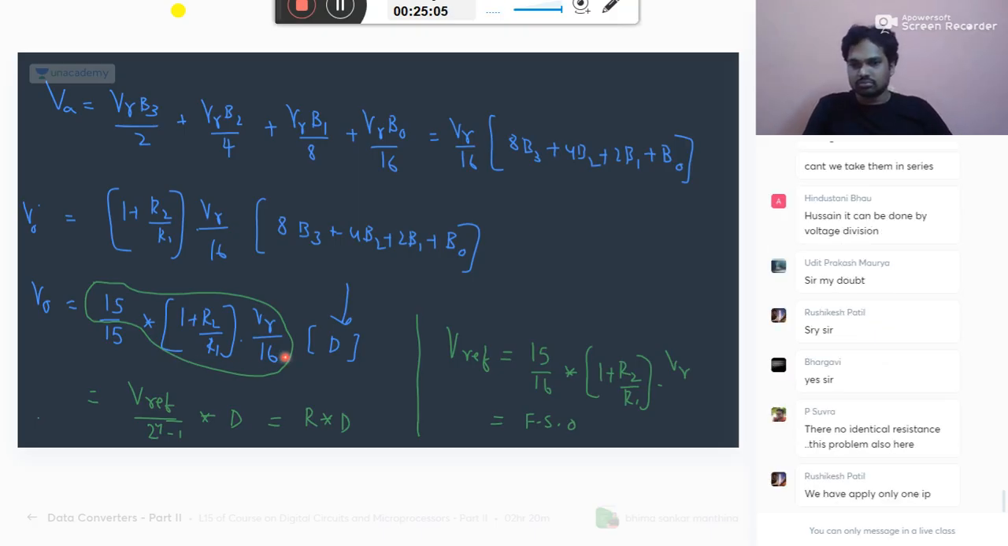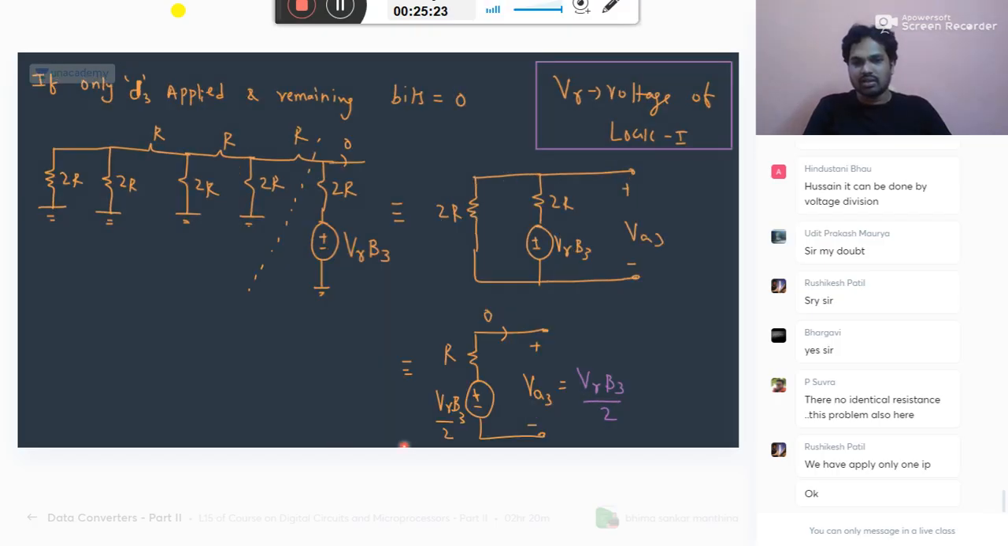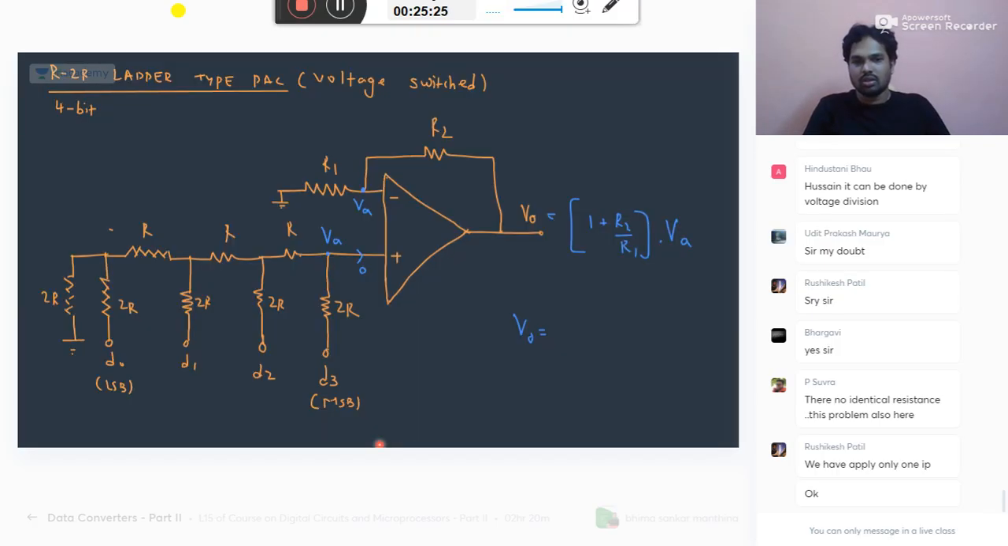Now, we applied superposition, then we got all inputs together. Now see here. The only disadvantage here is every time you apply the input, as I told, if this bit is 0, you give 0 volts. If it is 1, you give VR volts. So every time you are giving two different voltages here. That is, you are switching between either 0 volts or VR.